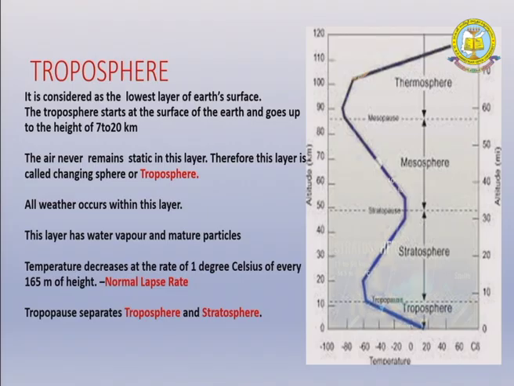The air never remains static in this layer, meaning there is always movement of air, whether vertically in the form of air currents or horizontally in the form of wind. Therefore, this layer is called the changing sphere, or troposphere. What is the important thing that happens in this layer? All weather conditions are experienced in this layer.